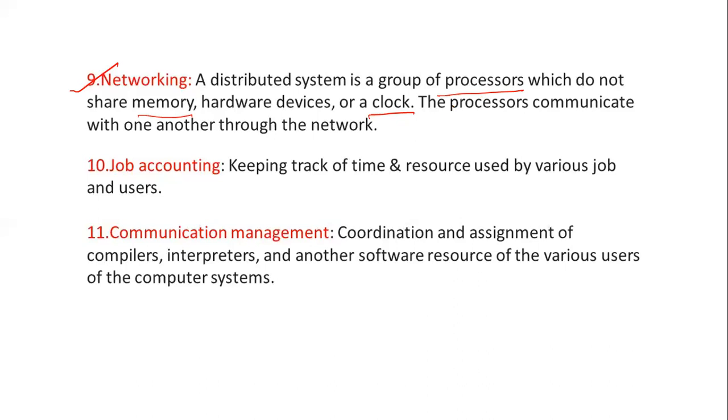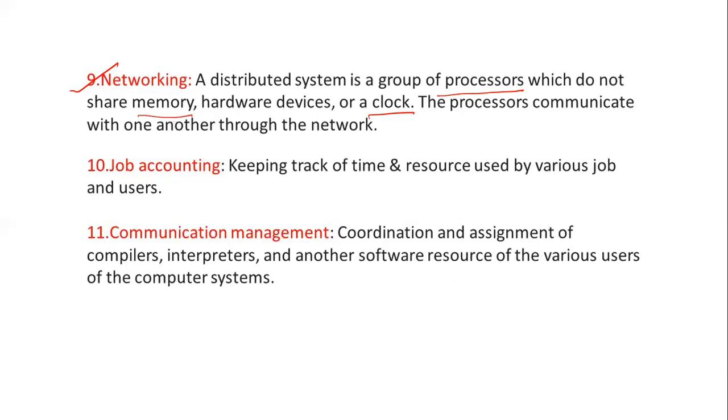Because if they are not sharing the processor, the memory, or the hardware devices, how can they communicate with the other devices? Only with the help of networking. Only with the help of networking, one system connects to another system, and they communicate with the help of the network connection. Since they are not sharing the hardware and the memory, a network should be compulsory.